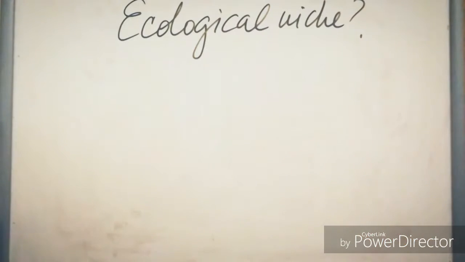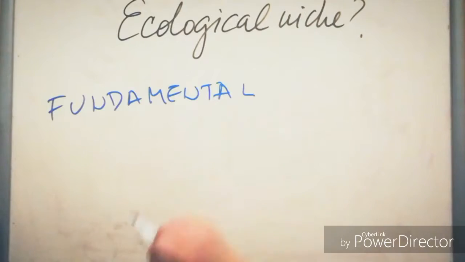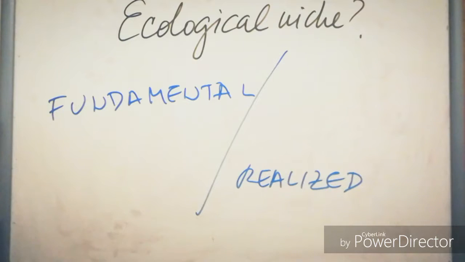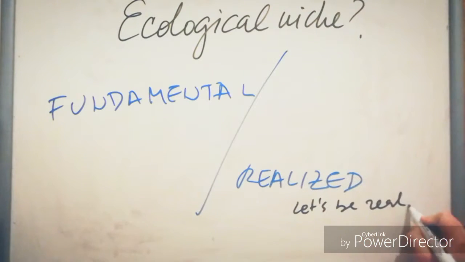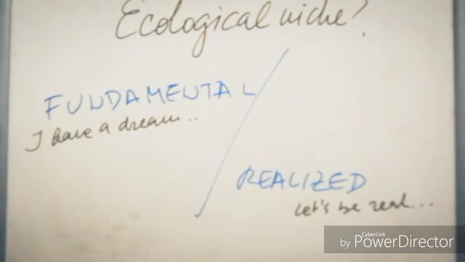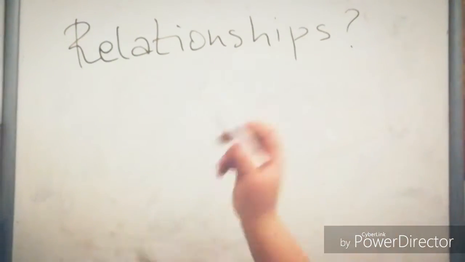These populations have a set of needs, which are defined as the ecological niche. They can either be fundamental or realized. Fundamental are the conditions in which a species or population could survive, and realized are the real conditions in which a population actually lives. Another important thing about populations are their interactions or relationships.